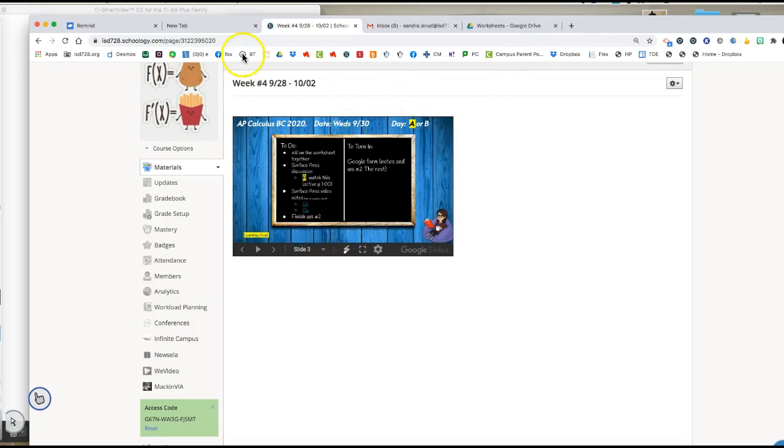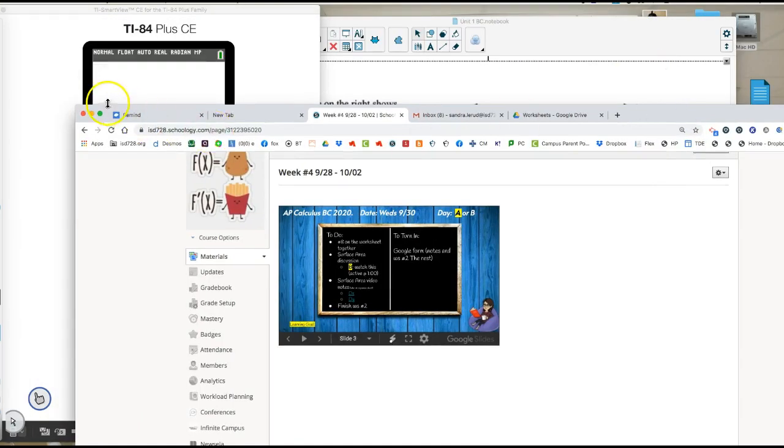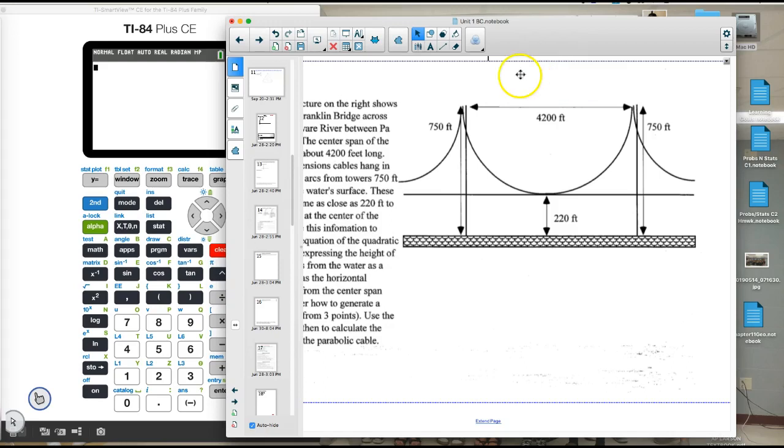So the first thing up is number 8. I'm going to have you take out your calculator and your worksheet. Number 8, 9, and the 4 surface areas are what are due today on today's Google form. So that's what I check tomorrow. Number 8 looked like this.